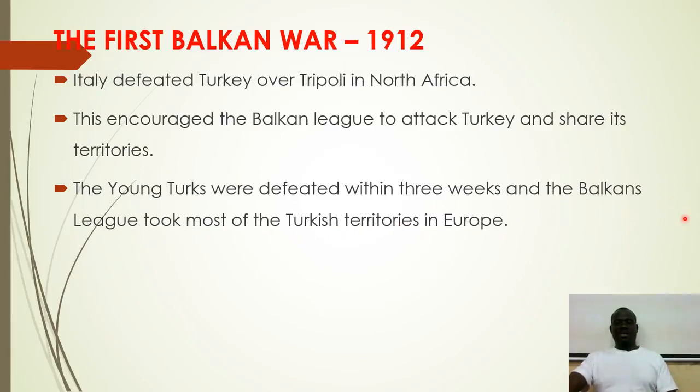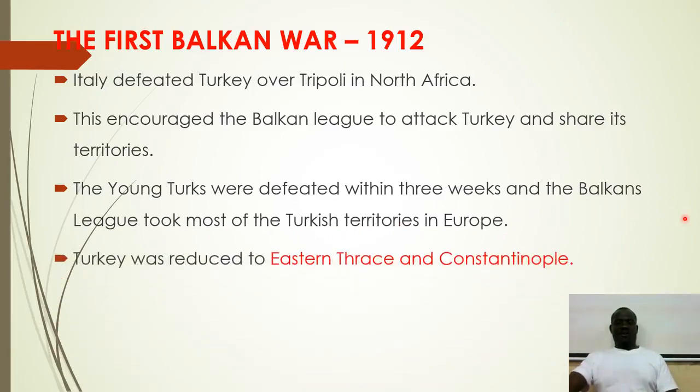So their wish was fulfilled. Then Turkey was reduced to Eastern Thrace and Constantinople. Turkey was reduced into a small country that basically dominated Eastern Thrace and Constantinople.